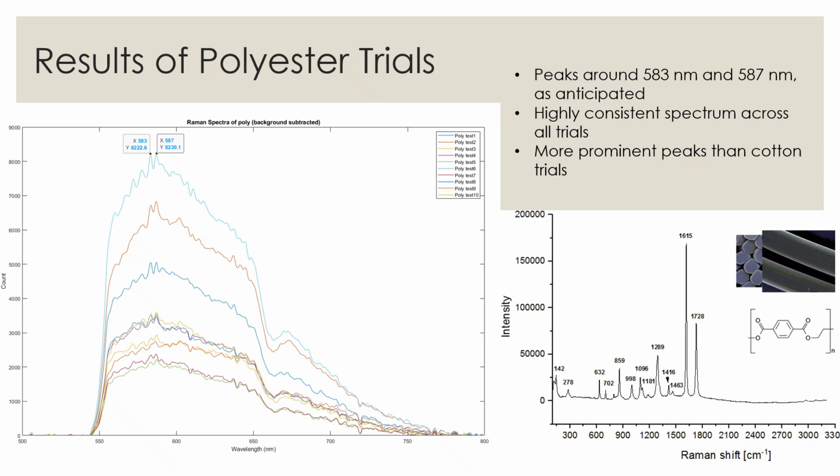The most important peaks for the identification of polyester are at 1600 wave numbers and 1730 wave numbers, corresponding to approximately 583 and 587 nanometers respectively. These peaks are consistently present in all of our trials with high intensity despite the background fluorescence. The polyester trials were slightly more consistent and had somewhat more prominent peaks than the cotton trials shown previously.